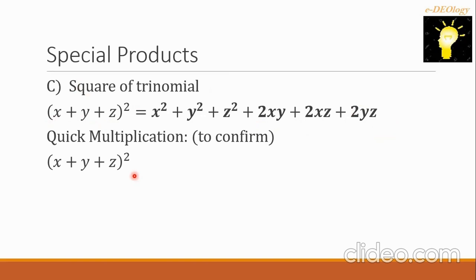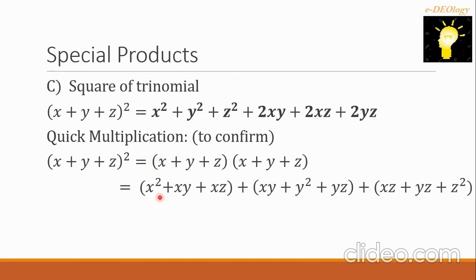Let's have a quick multiplication to confirm if this special product is actually the same answer as the long method of multiplication for this square of a trinomial. So what we'll do, we're going to expand, so we can show that this is x plus y plus z times x plus y plus z. Then we will do a long multiplication. So this variable x, I'm going to multiply to all the terms of the other group. So it will come like this.